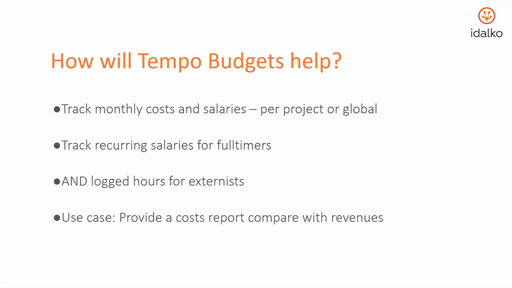So what exactly would we do in this case? Well, Tempo Budgets is an add-on that tracks the financial side of projects and issues in Jira. So this way, Tempo Budgets will help us create a forecast and a report of monthly costs or yearly costs and salaries, either per Jira project or globally throughout the whole Jira. It will also help track recurring salaries, which happen every month and that are the same every month.